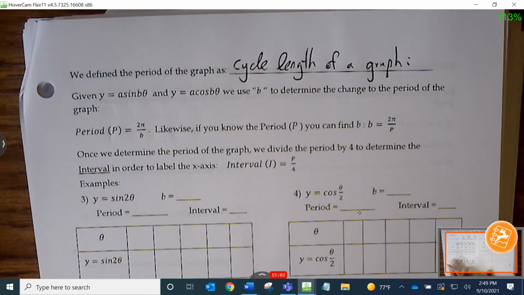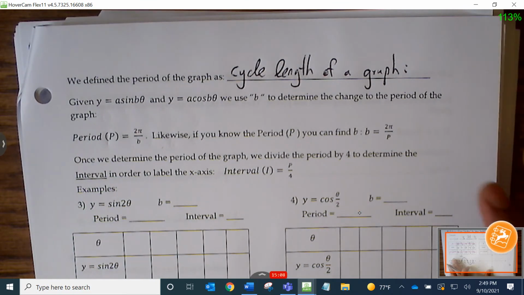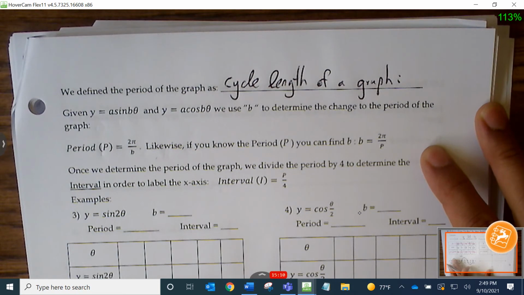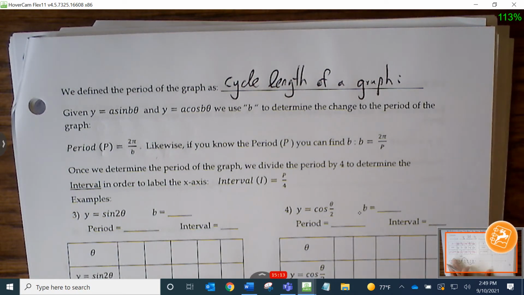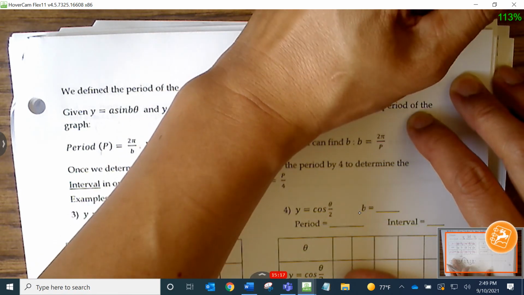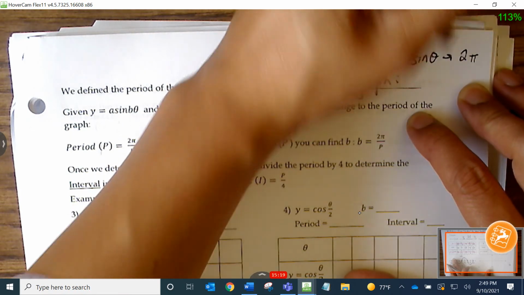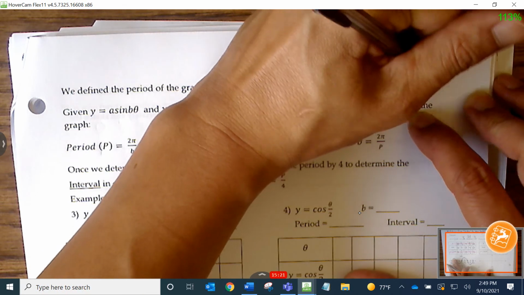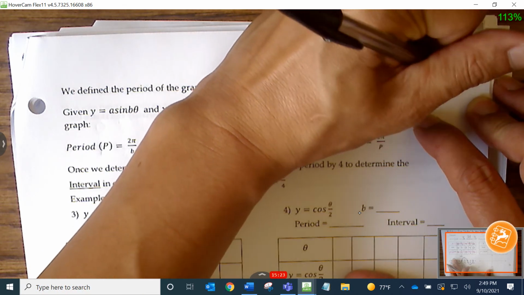Now, what did we discover as the cycle length for our parent graph for sine and for cosine? They're both what? What's the length of the cycle? 2 pi, right? So for sine of theta, we know our period is 2 pi. And then for cosine of theta, it's also 2 pi.